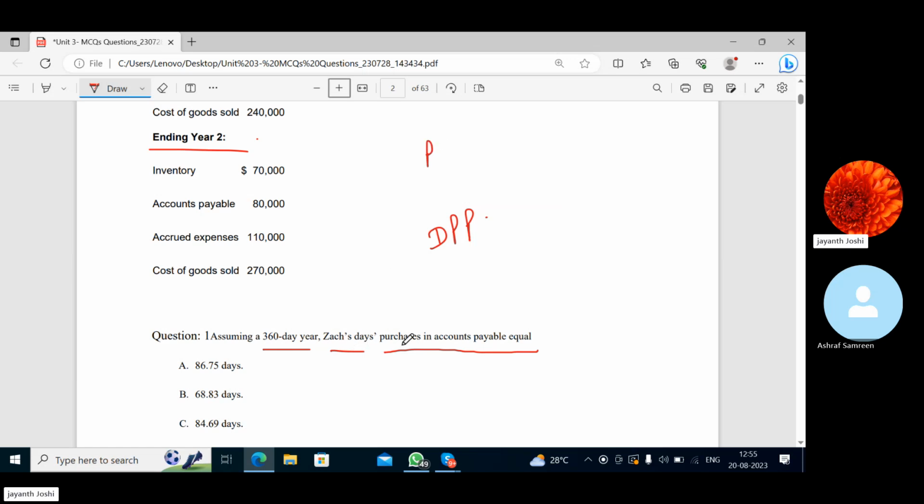ZAC's purchase in accounts payable equal. So they're asking days only? The answer is in terms of days. So what's the formula? Debt payment period is 365 days in a year by creditors turnover ratio. Or else in the book some direct formulas are given to you, correct? So you can apply those direct formulas as well here. I will write the formula, need not worry. Days purchases in accounts payable. You can use this formula directly to find the debt payment period I've given on the screen. Fine, you can start.